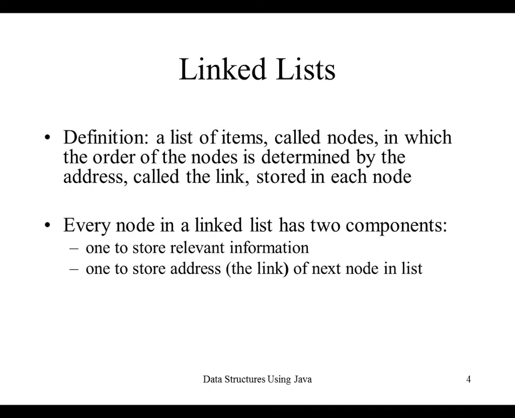A linked list is a collection of components called nodes. Every node except the last node contains the address of the next node. Thus, every node in a linked list has two fields, one to store the relevant information, for example the data, and one to store the address, called the link, of the next node in the list. The address of the first node in the list is stored in a separate location called the head or first.